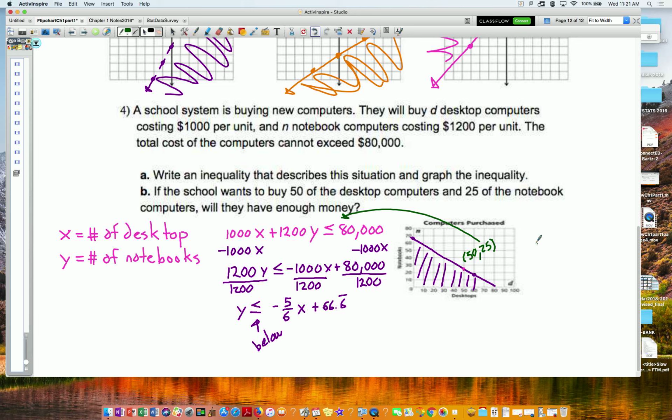So if I go 1,000 times 50 plus 1,200 times 25, is that less than or equal to 80,000? So 50 times 1,000 is 50,000. On my calculator, if I take 1,200 times 25, that's 30,000. So if I add those up, I actually get 80,000. 80,000 is less than or equal to 80,000. So this one is a check or a yes. They can, or they do have enough money to buy their computers.